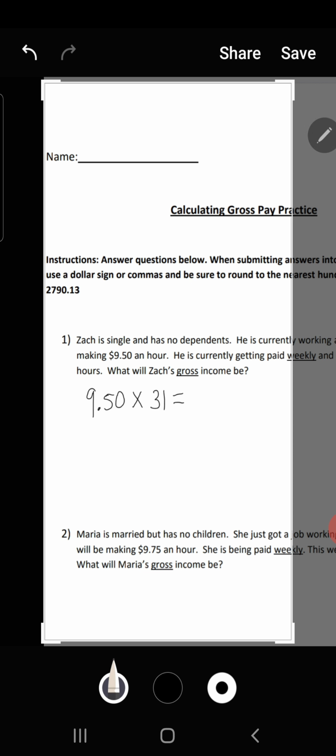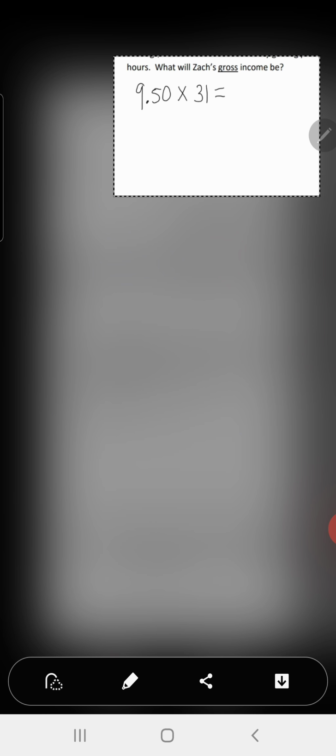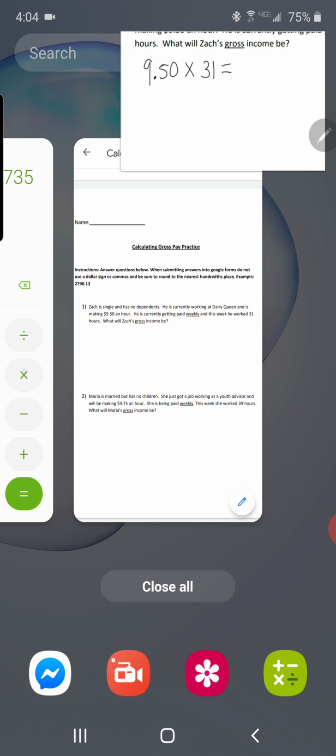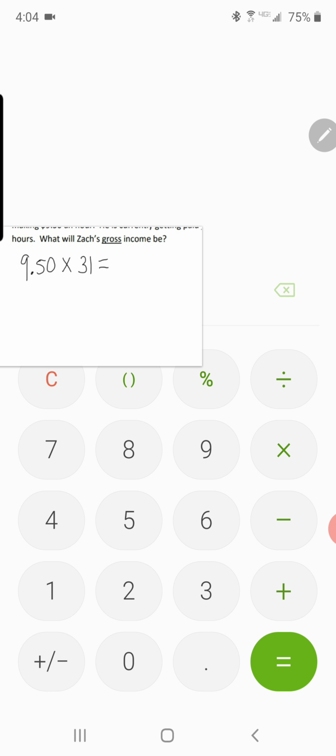Let me take that over to the calculator real quick. So we're going to take 9.5 times 31. And lo and behold, we get $294.50. All right, so $294.50. Once again, don't put dollars and cents, and make sure we do round to the nearest hundredth. Since it does say 0.5, we still just need to add that 0 for 50 cents.